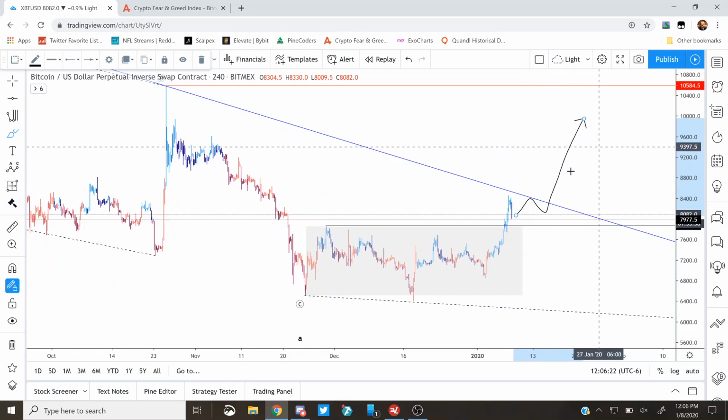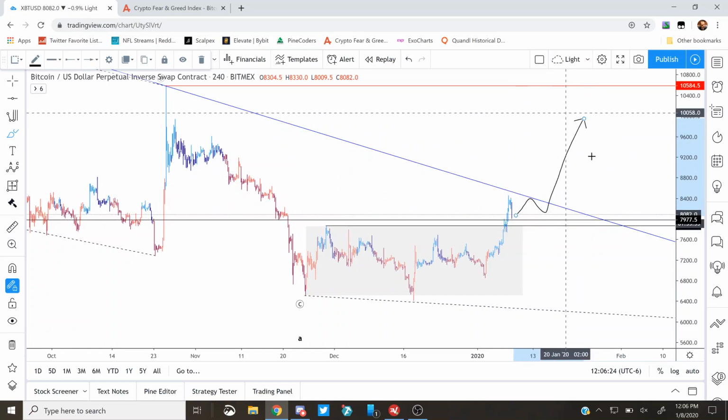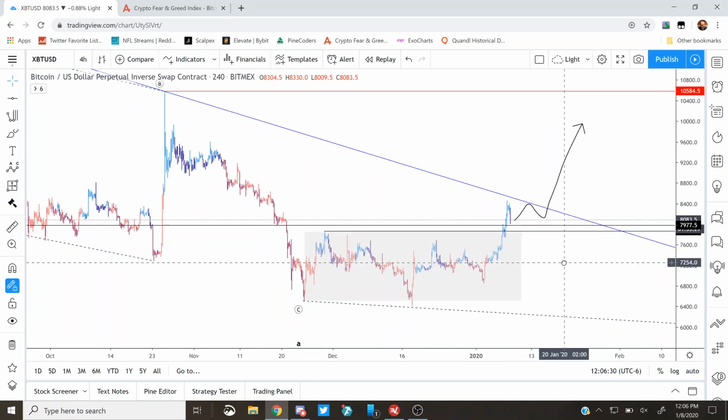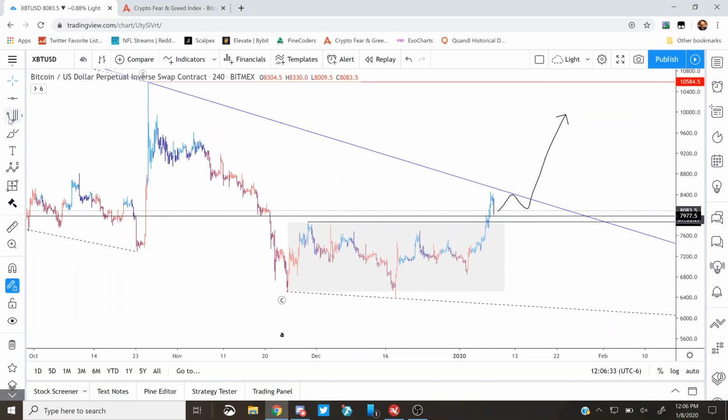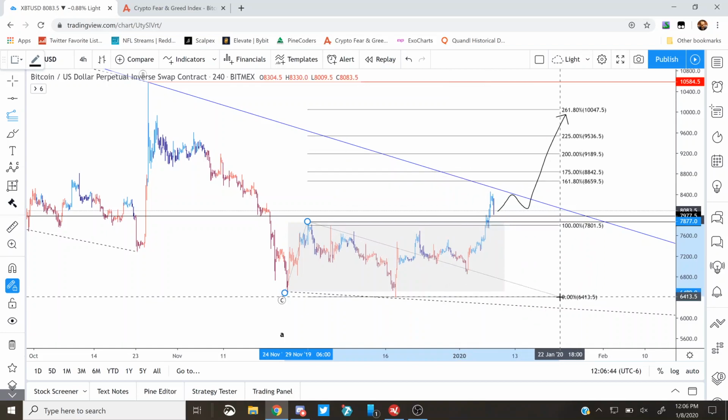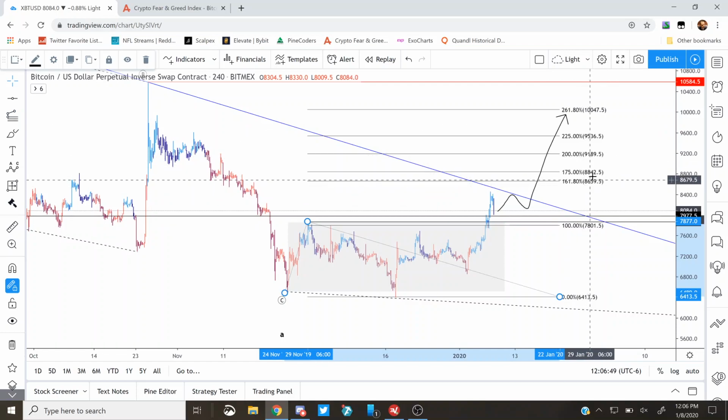And how high this correction is, or how high this final impulsive move is going to go, is kind of in the air. I don't use fibs much, but if we measure it this way, $8,700, $8,800, $9,200, $10,000, all relevant levels for me.